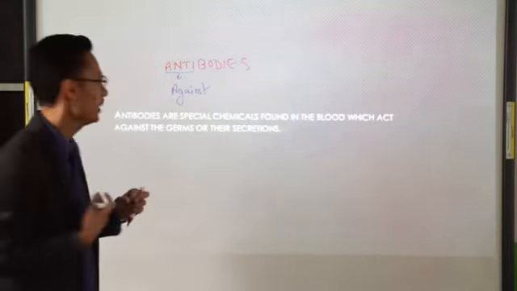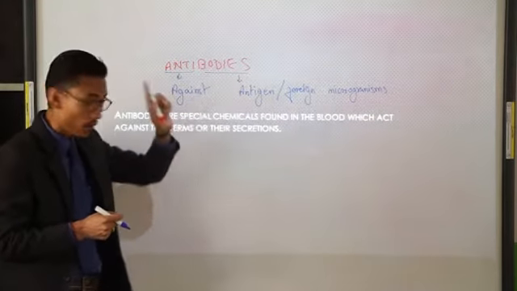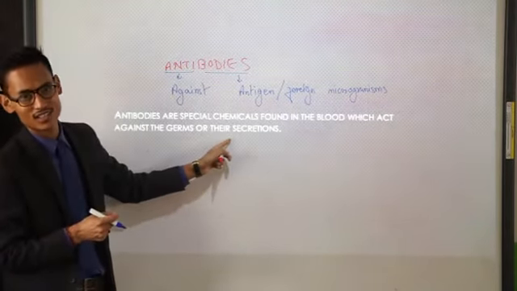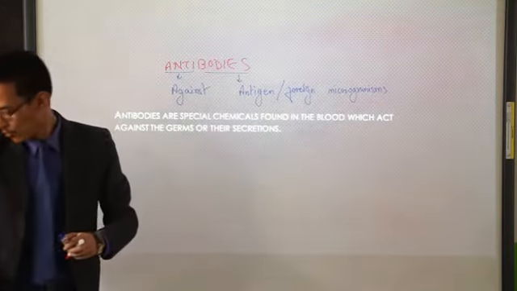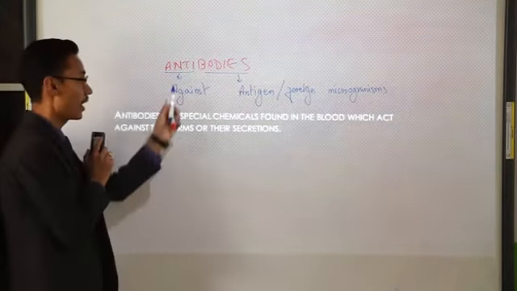or foreign substances, or foreign microorganisms. So whenever these antigens enter our body, it will produce antibodies which will kill the antigen, kill the germs and also their secretions. So antibodies help in providing immunity in our body. Can I write down the meaning of antibody? Copy it down.